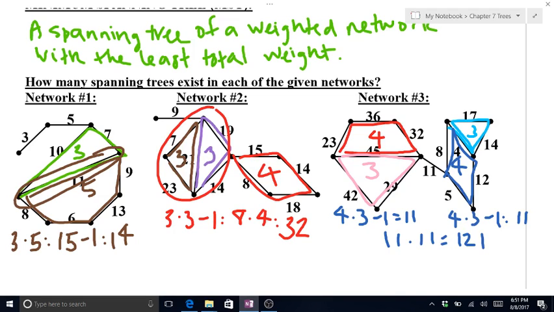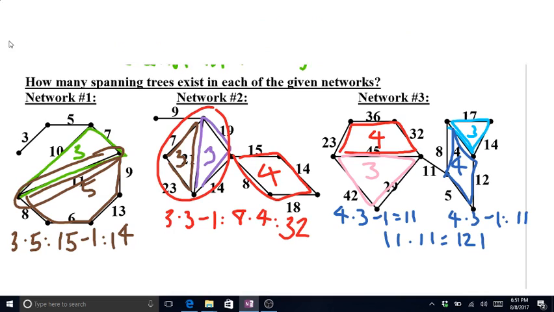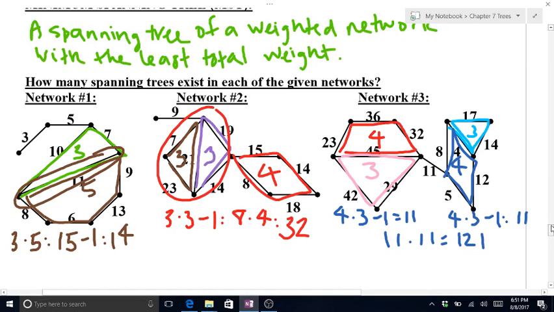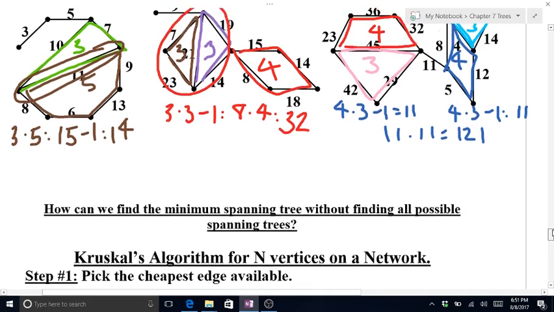So this is why we come up with something called Kruskal's algorithm. How on earth can we find the minimum spanning tree without checking each and every one of these? I don't have time to do 121 options, and neither do you. Kruskal's algorithm actually kind of reminds me of Chapter 6 when we did the cheapest link. I do believe it was section 6.8, the last section we did in Chapter 6.